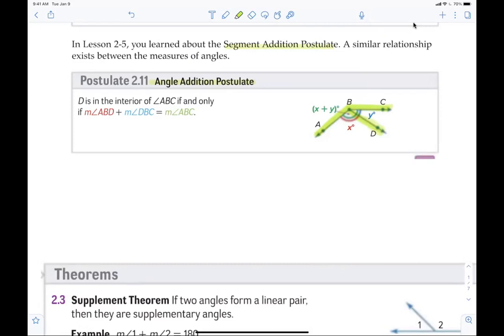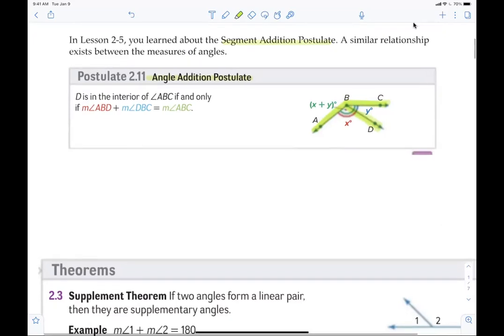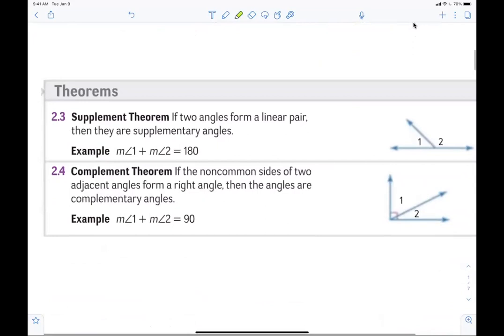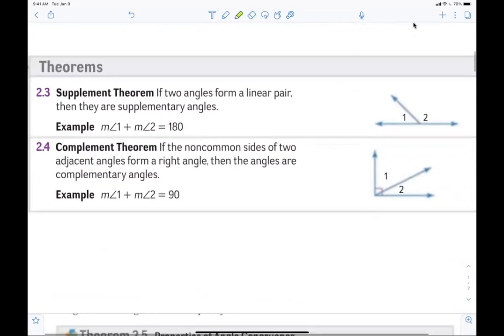There's no proof to that. All right, we just have to accept that as true. And again, to me, it's common sense. All right, hopefully you agree with that. All right, so that's the angle addition postulate. Now, why are these called theorems? And the other one was called a postulate. What's the difference between a theorem and a postulate? Tell us. Yeah, you can prove a theorem, right?